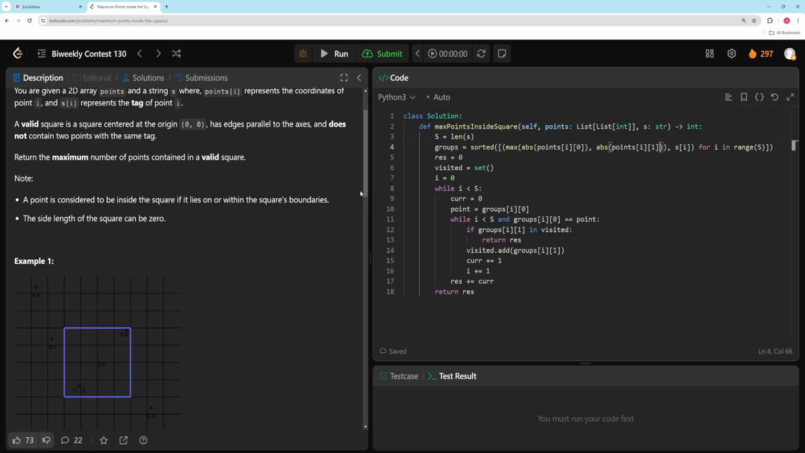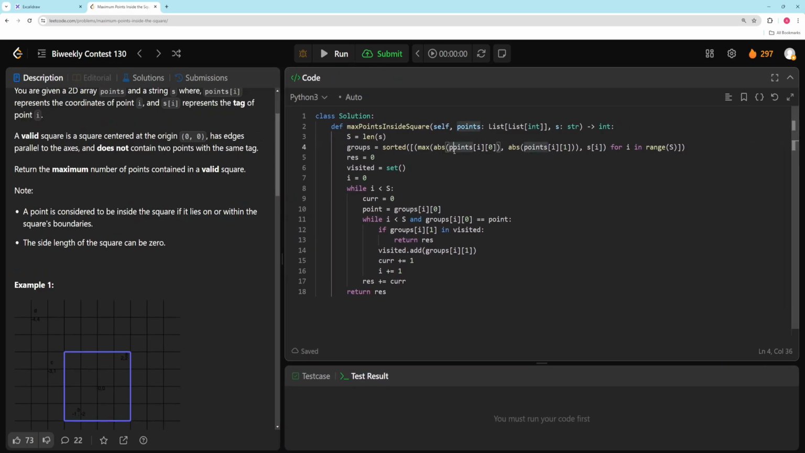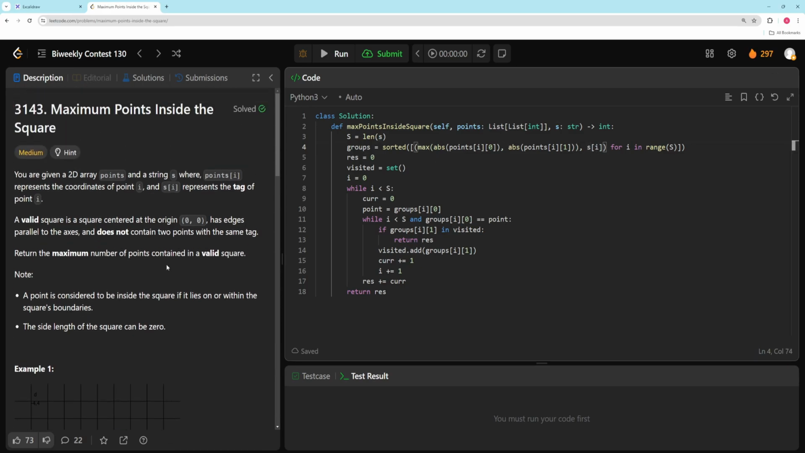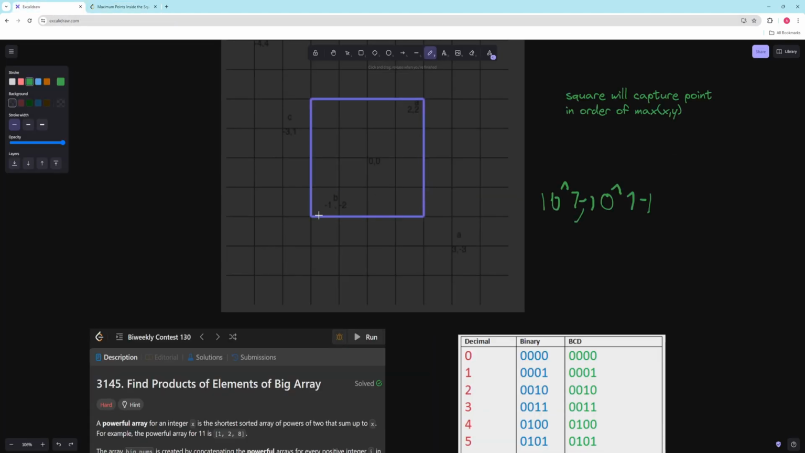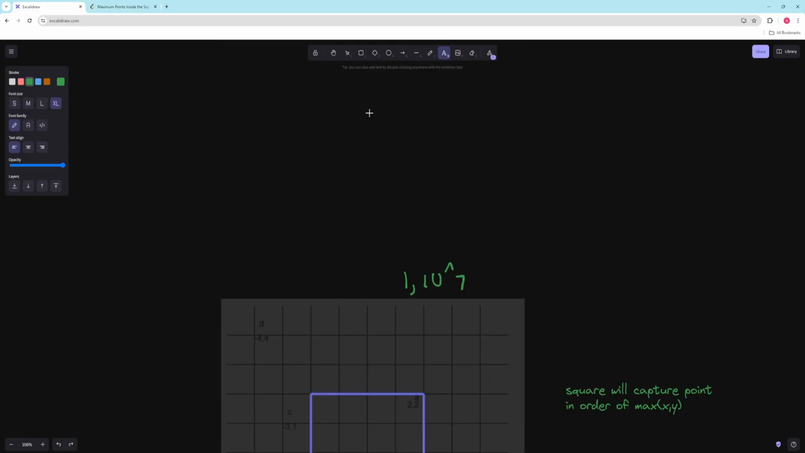You just sort your points, take the bigger of the two values, take the absolute values, and also put in the tag, because they can't have the same tag, so every point has a tag. So I just made a new array, containing the bigger of the two coordinate values, the absolute value of it, and the tag. And then I'm going to sort it, and I'm going to have a visited set.